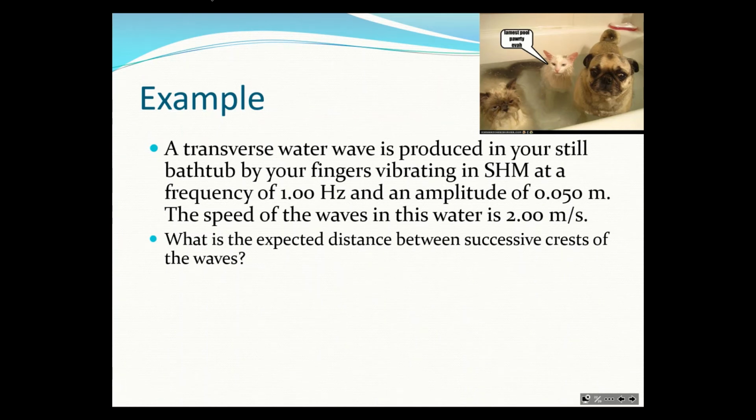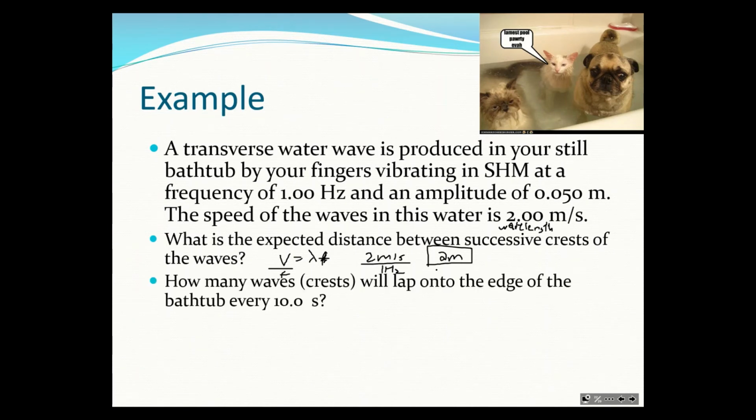Well, the distance between successive crests is your wavelength, right? To find the wavelength, we just use V equals lambda f, move our f down below here, and we can find our wavelength. The speed of the water waves is 2 meters per second, and our frequency is 1 hertz, so there's going to be 2 meters between our successive crests. That's our wavelength.